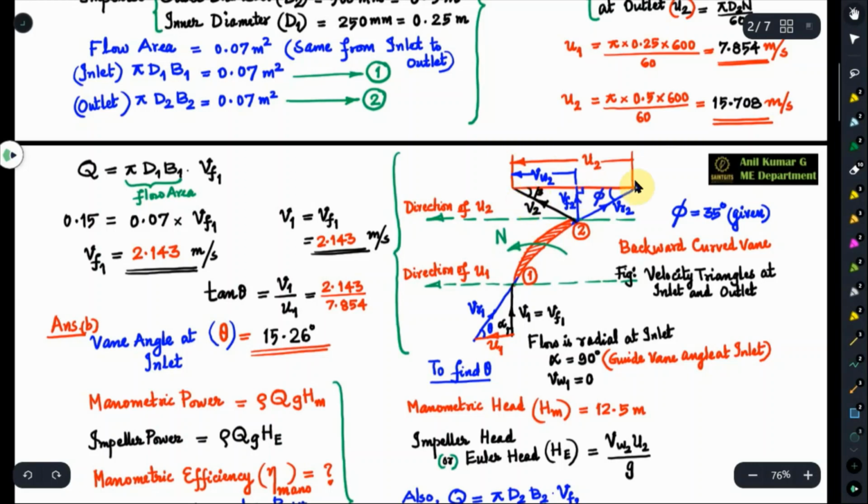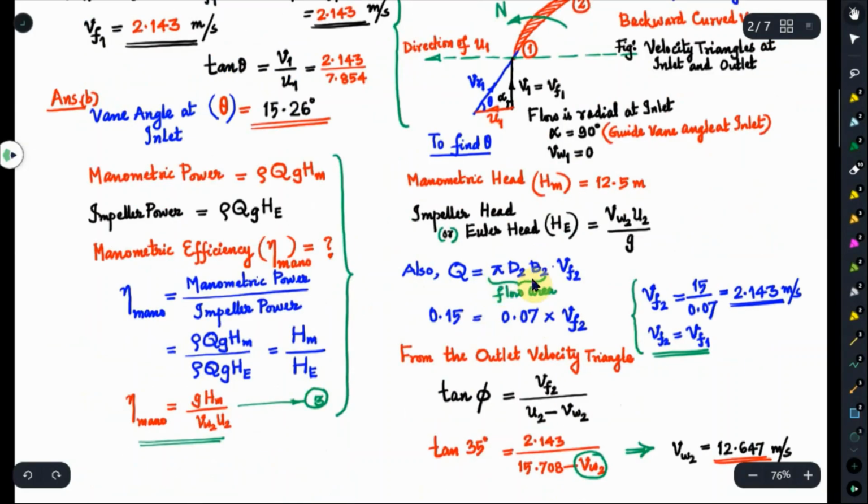We are familiar with the outlet velocity triangle already. If you take tan phi from this, that is opposite side by adjacent side. See, the opposite side is Vf2 and adjacent side is this base, that is U2 minus Vw2. So Vf2 divided by U2 minus Vw2, that is tan phi. From the discharge and the flow area, we can find out the flow velocity at outlet. The component of absolute velocity in the radial direction we can find out. So Vf2 is equal to 0.15 by 0.07. That is in fact 2.143 meter per second.